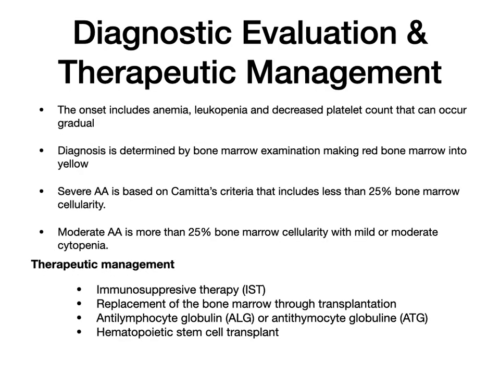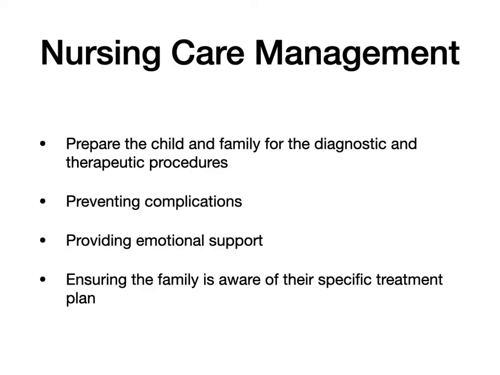Diagnostic evaluation and therapeutic management. The onset includes anemia, leukopenia, and decreased platelet counts. Diagnosis is determined by bone marrow examination. Severe AA is based on Camitta's criteria. Moderate AA is more than 25% bone marrow cellularity with mild or moderate cytopenia. Therapeutic management includes immunosuppressive therapy, replacement of bone marrow through transplantation, anti-lymphocyte globulin or anti-thymocyte globulin, and hematopoietic stem cell transplant. Nursing care management includes preparing the child and family for diagnostic and therapeutic procedures, preventing complications, providing emotional support, and ensuring the family is aware of their specific treatment plan.